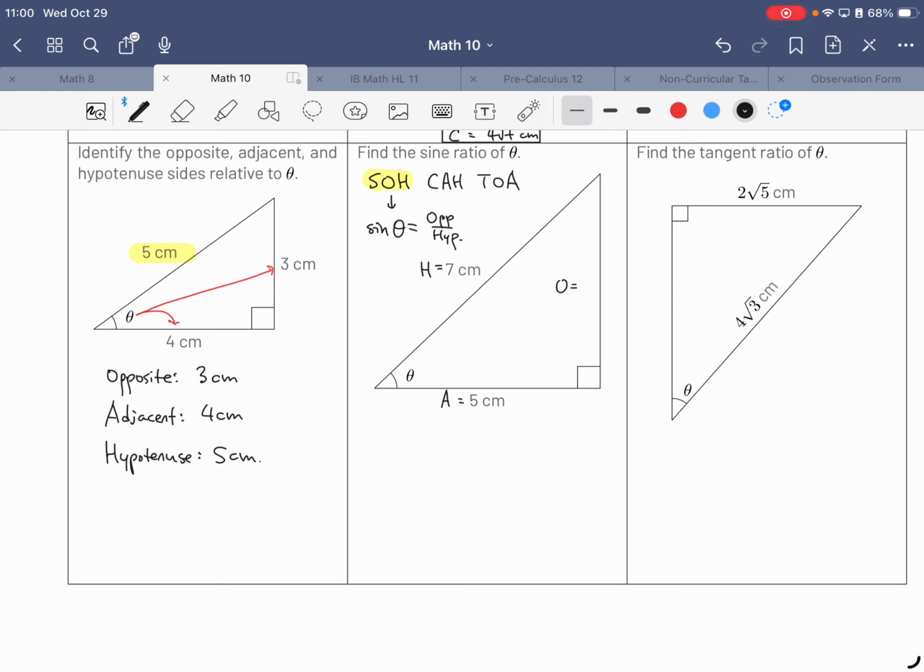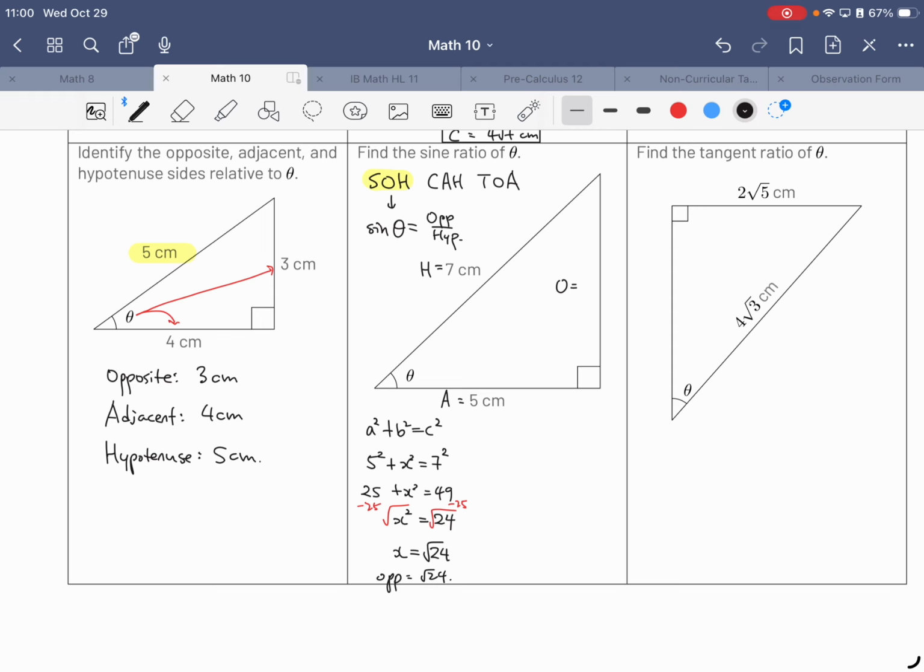So what do I do? I need to find the length of the opposite side. So let's do it first. I'm going to do a squared plus b squared equals c squared. 5 squared plus x squared is equal to 7 squared. 25 plus x squared equals 49. x squared equals 24 after I do minus 25 on both sides. And then I square root both sides to get x equals square root of 24. So I know that my opposite side is equal to the square root of 24.